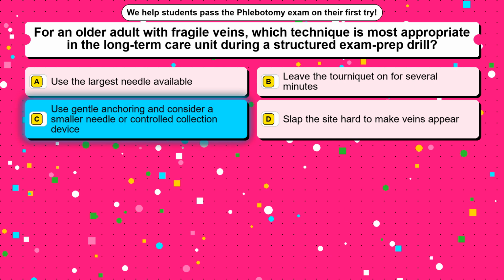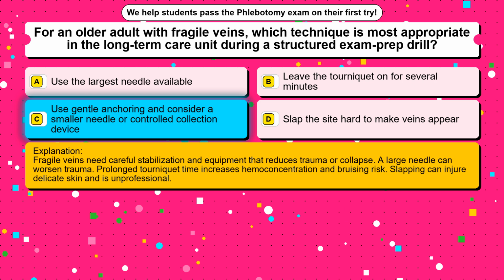The correct answer is option C. Use gentle anchoring and consider a smaller needle or controlled collection device. Fragile veins need careful stabilization and equipment that reduces trauma or collapse. A large needle can worsen trauma. Prolonged tourniquet time increases hemoconcentration and bruising risk. Slapping can injure delicate skin and is unprofessional.